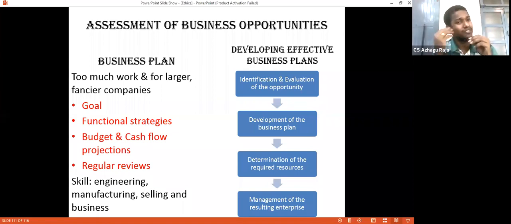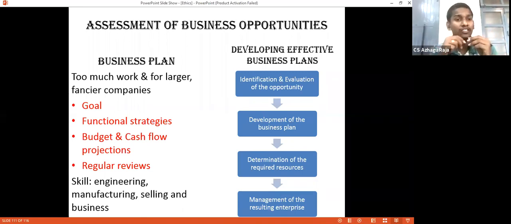Generally, people have a confusion that a business plan takes too much time, and that it is only for large, fancy companies and not for other companies. That is a wrong conception. A business plan is the same as the management planning function. Planning is very essential, and it helps you achieve your organization's goals in an effective and efficient way. So a business plan is required at all levels and at all times.